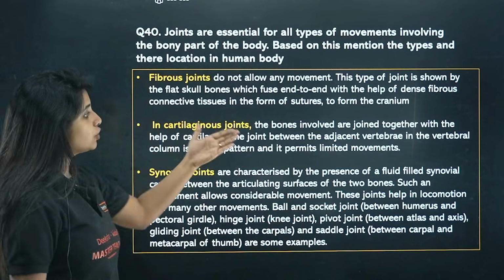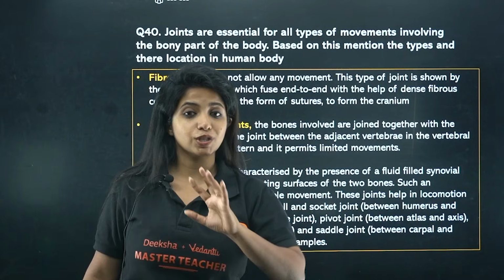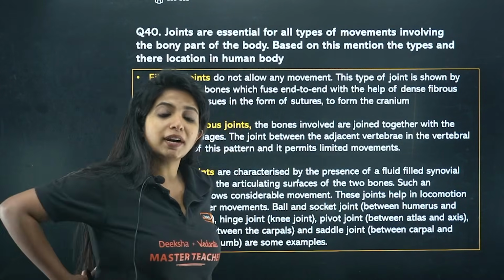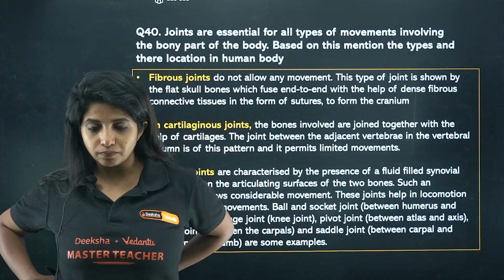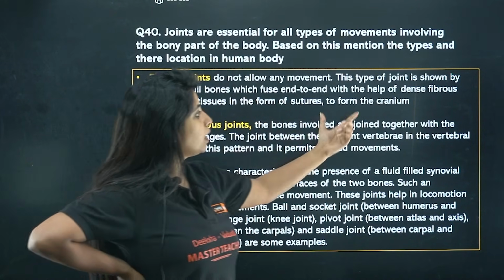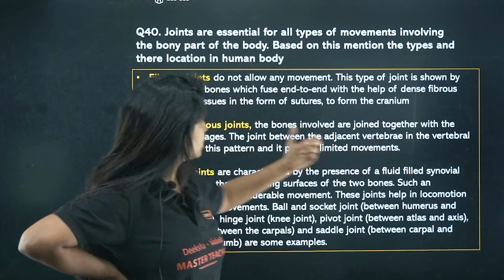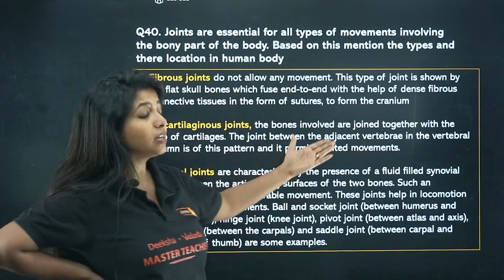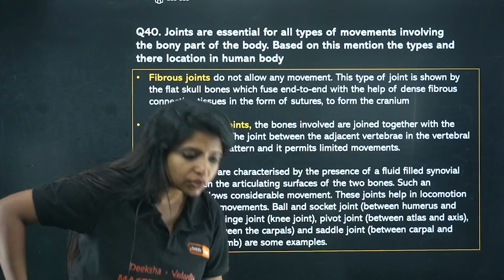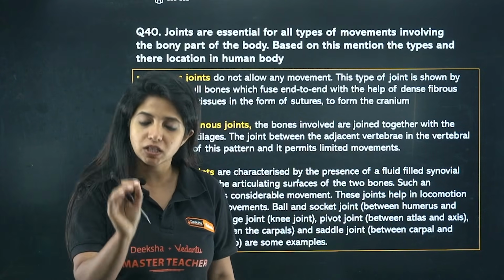Now we have cartilaginous joint. Cartilaginous joint basically allows some type of movement. For example, the joints which are there in between the vertebral column. The bones involved are joined together with the help of cartilages, and the joint between the adjacent vertebrae in the vertebral column is of this pattern. It permits limited movement. So you can do this, you can do this. Some amount of movement is still possible.